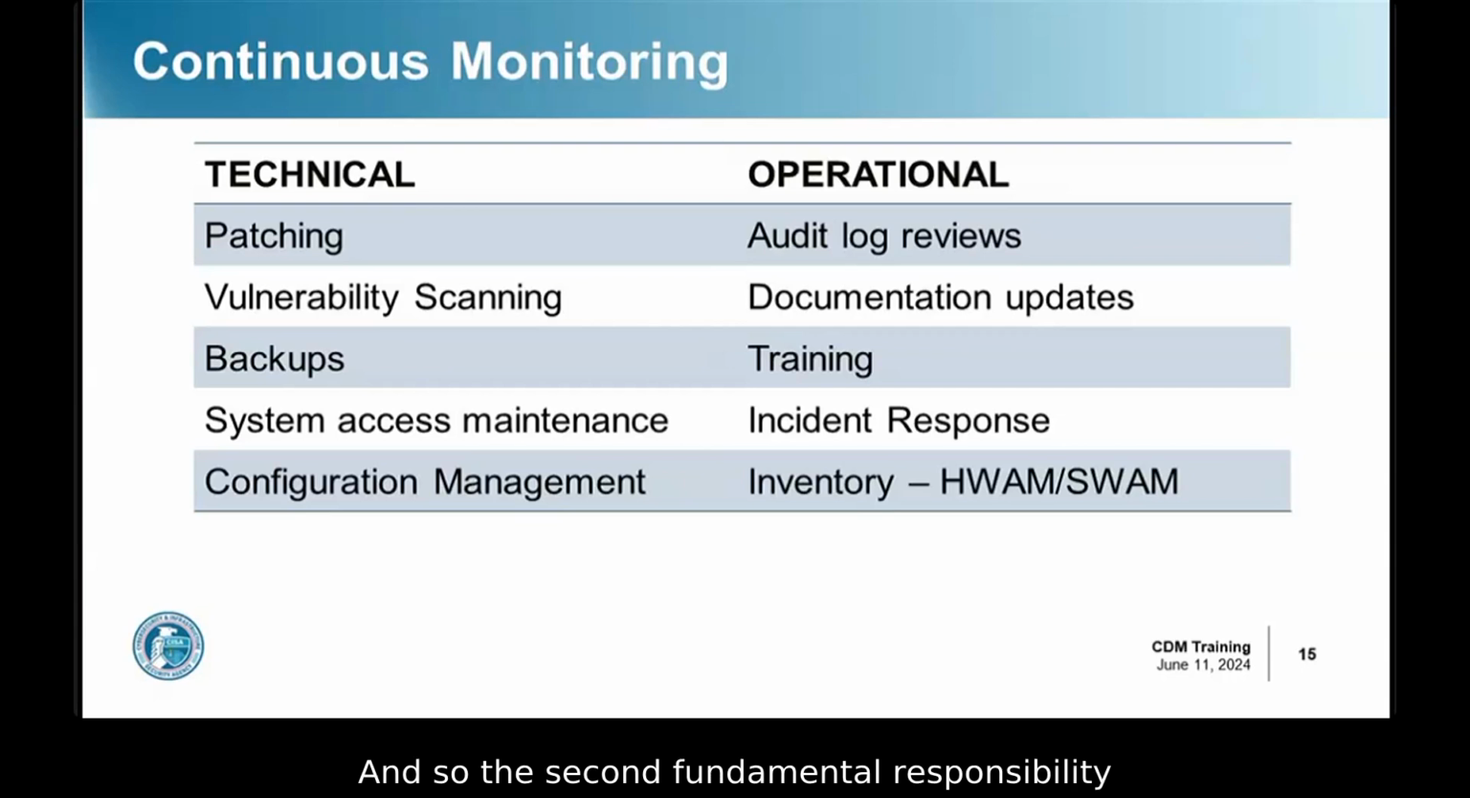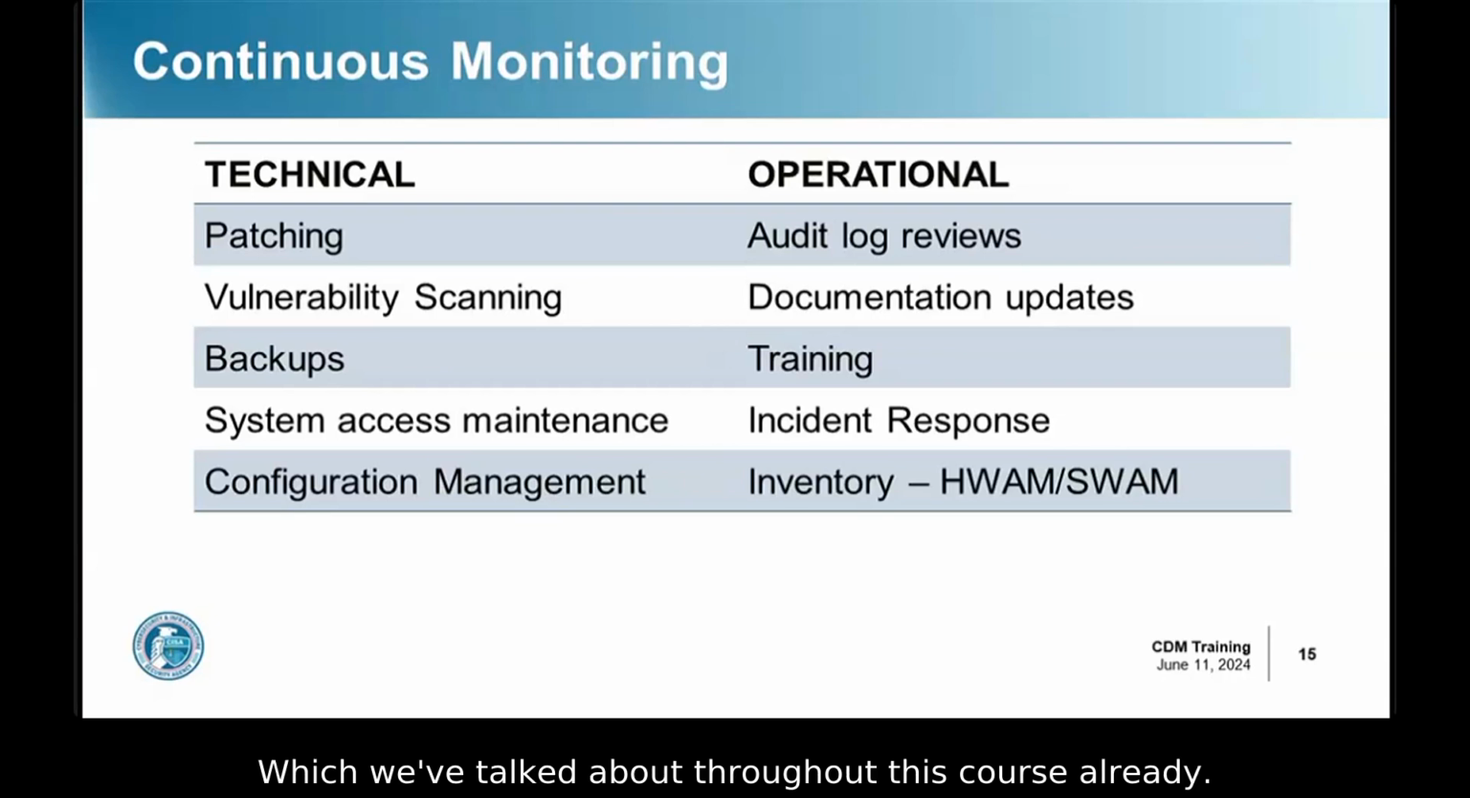And so the second fundamental responsibility is continuous monitoring. This means ensuring security controls remain effective over time. The slide shows a list, or at least a small list, of some continuous monitoring activities, which we've talked about throughout this course already. And like earlier in that CIA exercise, the items listed here aren't exclusively technical or operational. In most cases, they will cross the line depending on policy and/or system requirements.